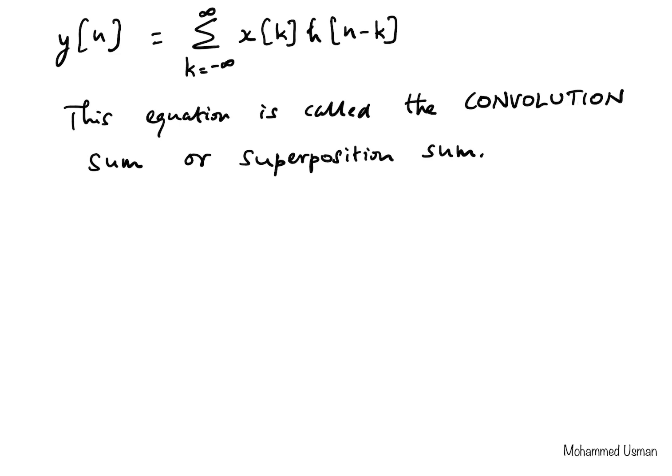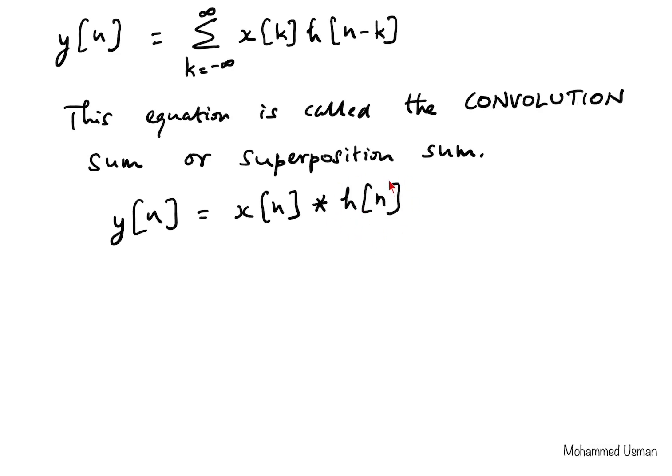Okay, so basically this equation, this convolution operation, can be written in short form as y of n equals the input signal x of n convolved with h of n. The convolution symbol is the star, so we write the convolution operation with the star symbol. So it's a convolution between the input x of n and the impulse response h of n of the system. So for an LTI system, the output of the system is the convolution of the input with its impulse response.